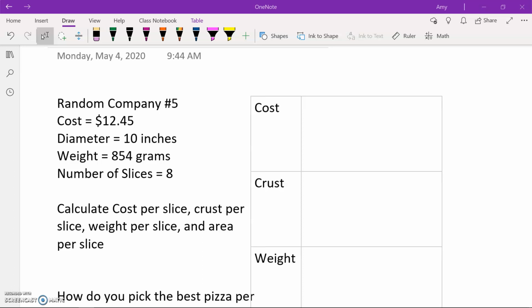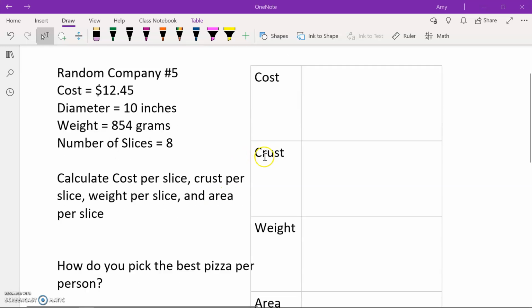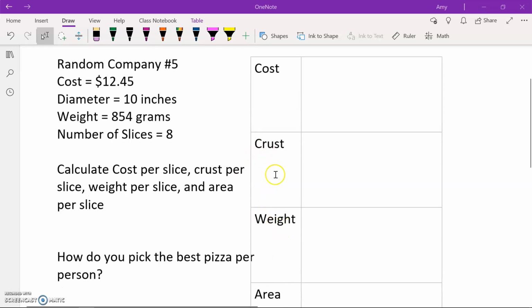Hey guys, in this video I am going to help you out with your pizza party homework assignment. I'm going to show you an example set of calculations so that you have an understanding of how you do it, and then I'm going to talk about how you might structure your argument for what types of pizzas we should buy. So first things first, I ask you to calculate the cost, crust, weight, and area for one slice of each of these pizzas.